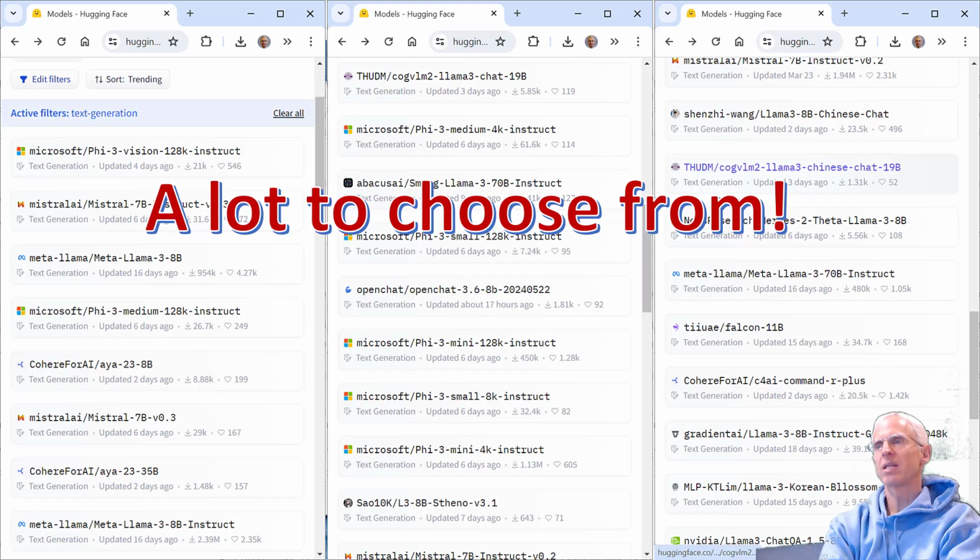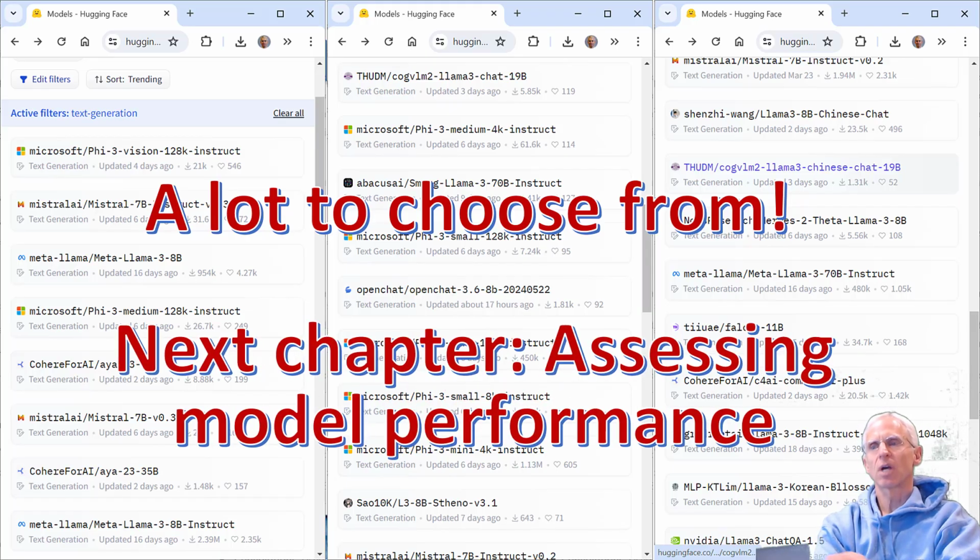So not to worry, in the next chapter, chapter 6, we'll talk about assessing model performance. We'll talk about how you can determine whether a model is actually better or worse at particular tasks, and different performance metrics. And my friends, you have survived.